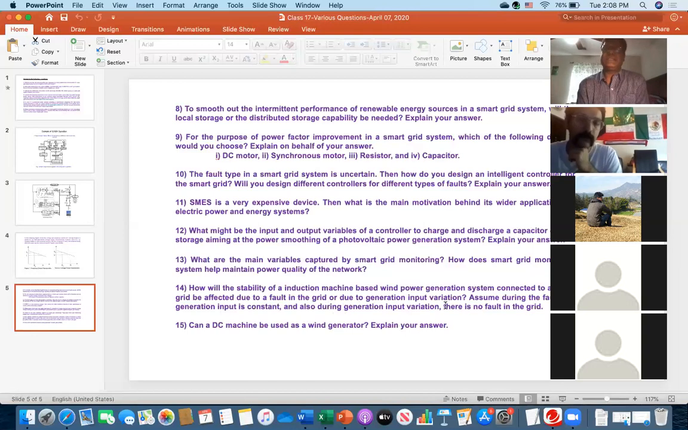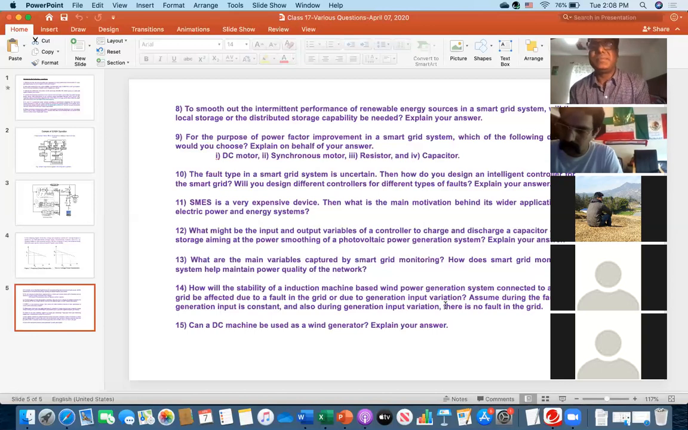Now, what I am asking, consider two scenarios, consider two situations. In one situation, there is a fault in the grid. Fault means a short circuit. It can be 3-phase, 2-phase, single phase, that we discussed. Or it might happen that there is generation input variation, because this is a wind generator. So there is huge variation of wind speed.